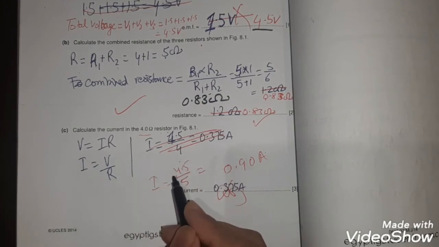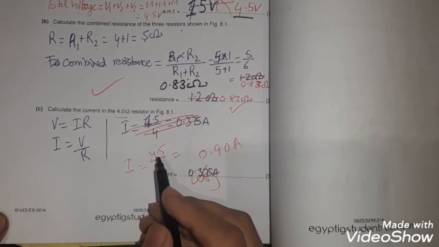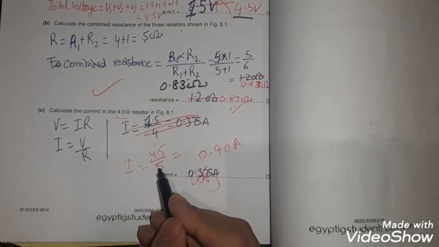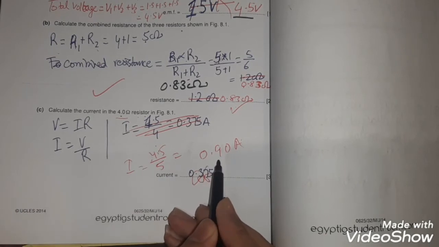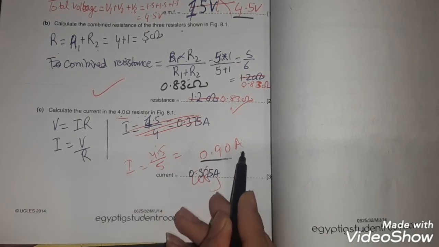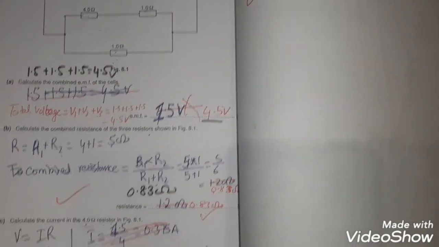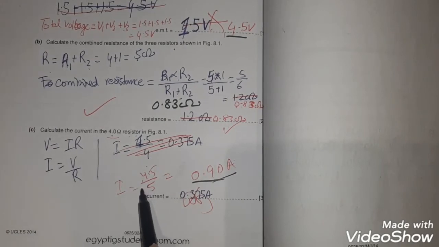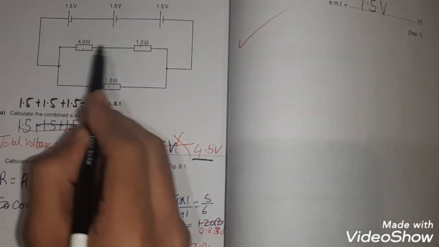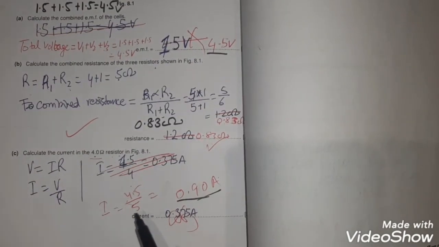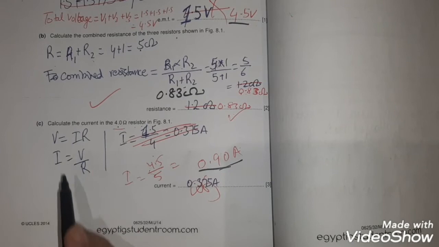Then part C states calculate the current in the 4 ohm resistor in figure 8.1. So current is equal to 4.5, because we have calculated the combined EMF, which is 4.5, divided by 5, which is the resistance through the 4 ohm resistor branch, which is 0.9 amps. So 0.9 amps will be the final answer because we divided the 4.5 by the resistance through the resistor. Combined resistance is 4 plus 1, which is 5. So 4.5 divided by 5 will be 0.9 amps. So this will be the final answer for part C.